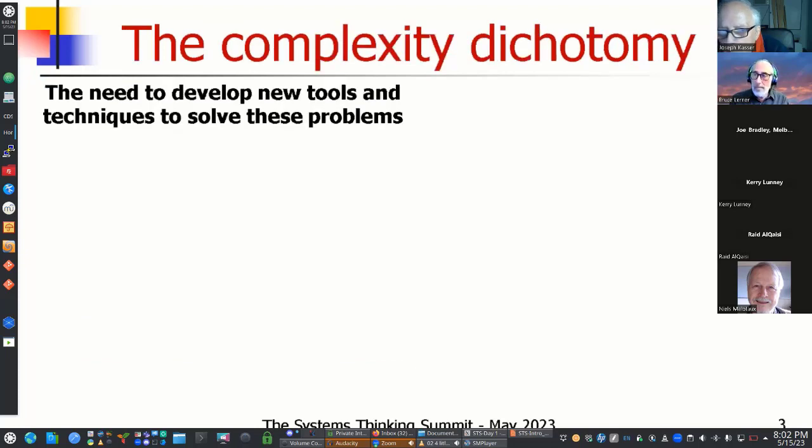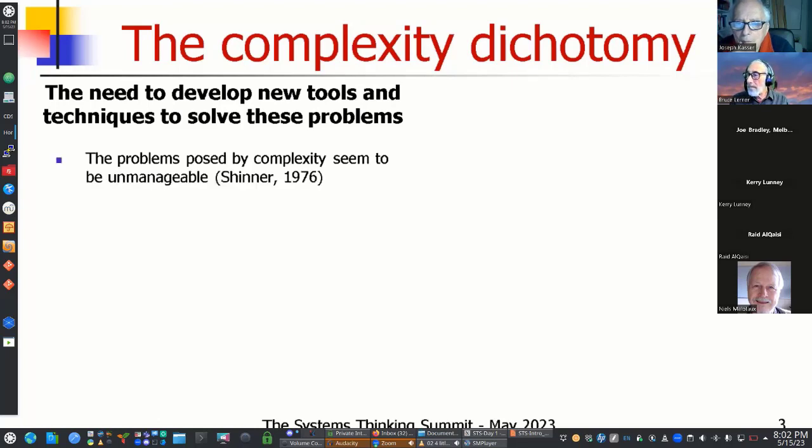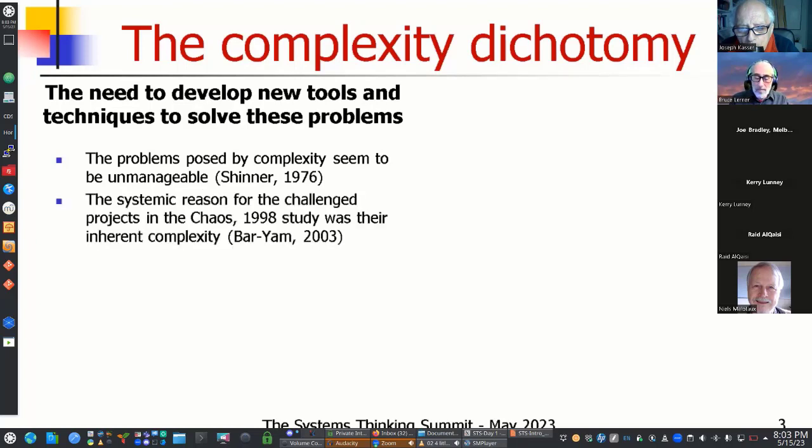Do you realize there's a dichotomy between 2 different groups of people as to how they handle complexity? The first one says we need to develop new tools and techniques to solve these problems. And you find examples of this as far back as 1976 in a PhD dissertation. The problems posed by complexity seem to be unmanageable. Or the systemic reason for the challenge projects in the Chaos 1998 study was their inherent complexity.